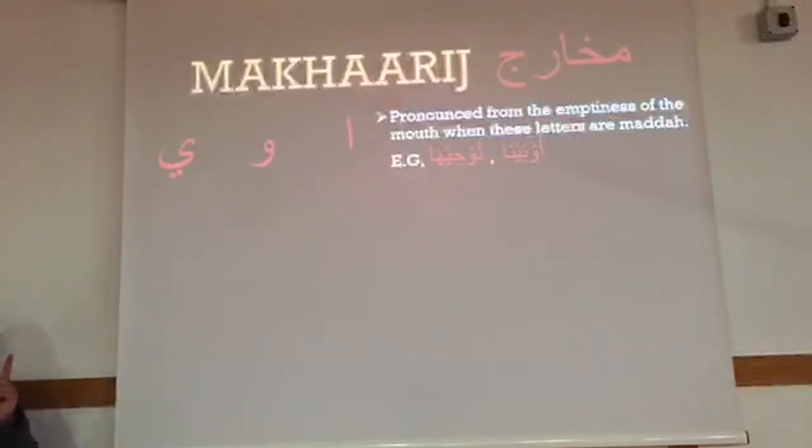This makhraj refers to when these letters have a sukoon. So when there's a dhamma and a waw sakin, sakin just means a letter with a sukoon. Okay? So when there's a waw sakin after it, then this waw will come from the emptiness of the mouth. That's what the makhraj will be.